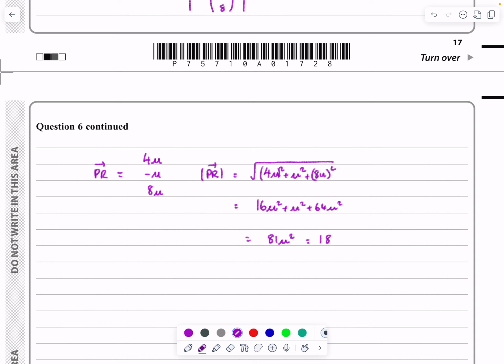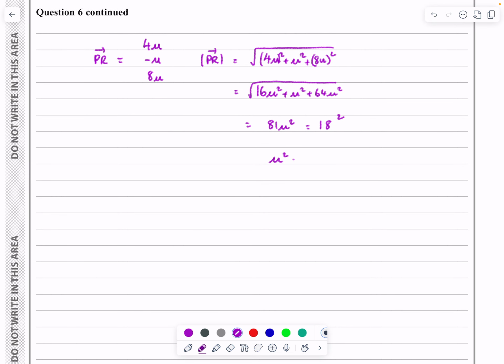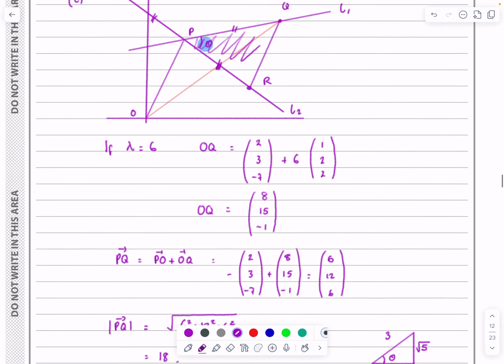We know the length of that is going to be equal to 18, or in other words, the square root of 81 mu squared is equal to 18, so 81 mu squared is equal to 18 squared. So that means that mu squared works out to be 18 squared over 81. Mu squared works out to be equal to 4, which means that mu works out to be equal to 2. Wow. Okay, so much work involved in this question.